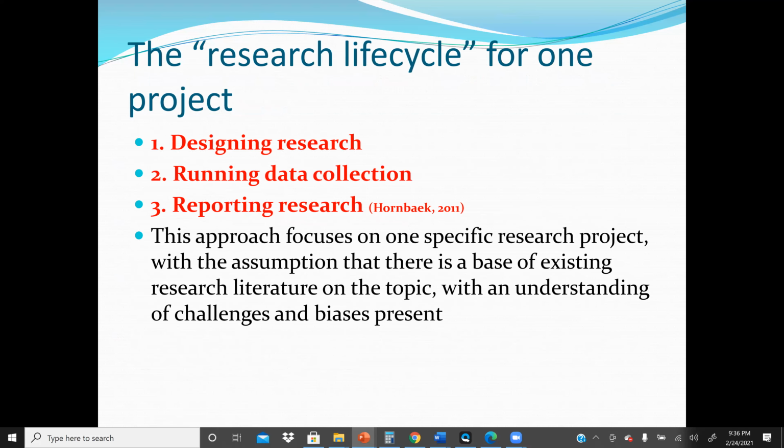So, the research life cycle for one project: we can start with designing the research, then running the data collection, then reporting the research. This approach focuses on one specific research project, with the assumption that there's a base of existing research literature on the topic, with an understanding of the challenges and biases present.